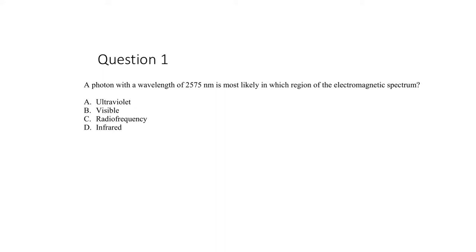So a photon with a wavelength of 2575 nanometers is most likely in what region? Well, here's what I would remember. I would remember that the visible range, and this is the only range I would want you to really know for sure, is about 400 to 750 nanometers.